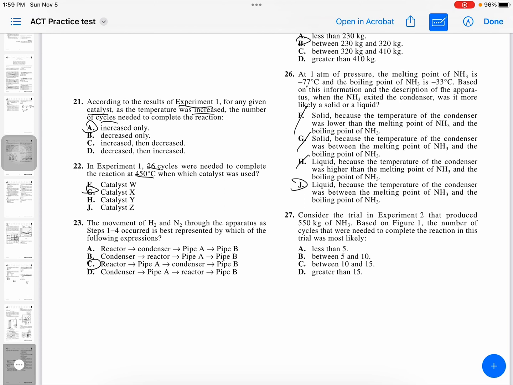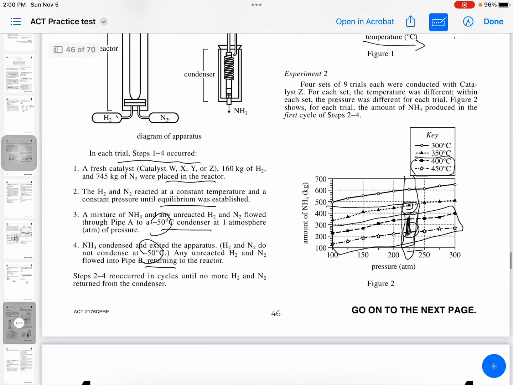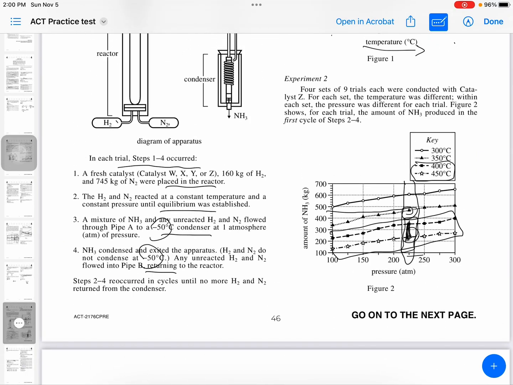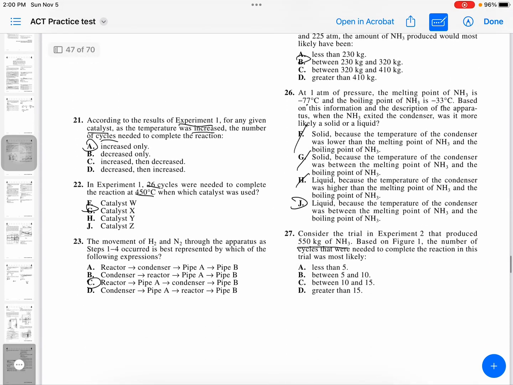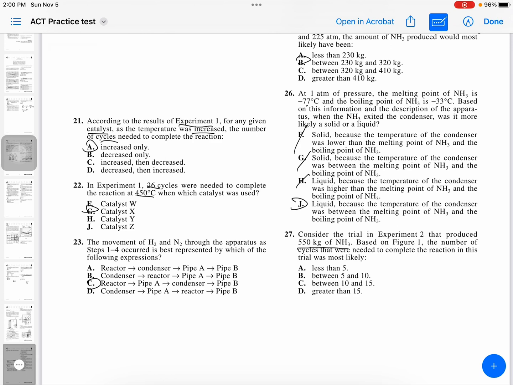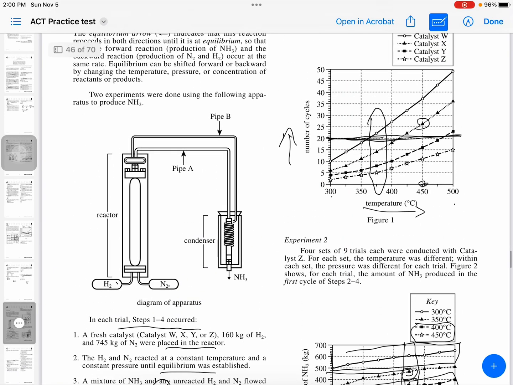Considering the trial in experiment 2 that produced 550 kilograms of NH3 based on figure 1, the number of cycles that were most likely needed to complete the reaction in this trial was most likely blank. So 550 kilograms in experiment 2, we're at this one here, meaning based on figure 1, 550, and so we're off in this unknown range here.